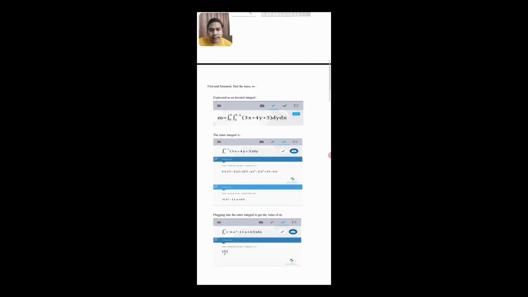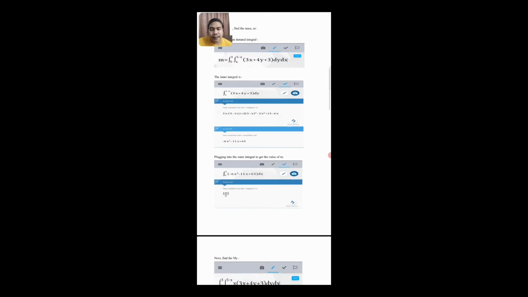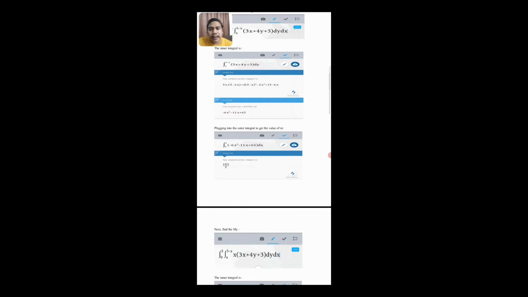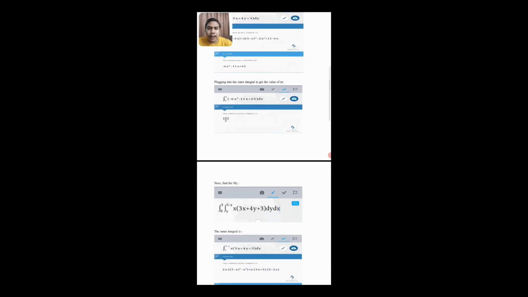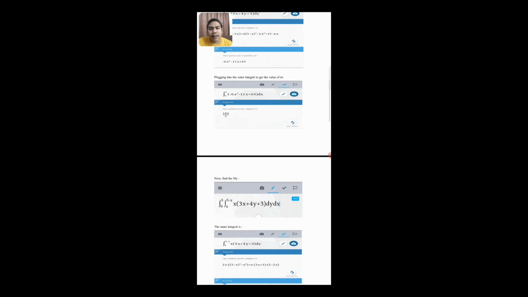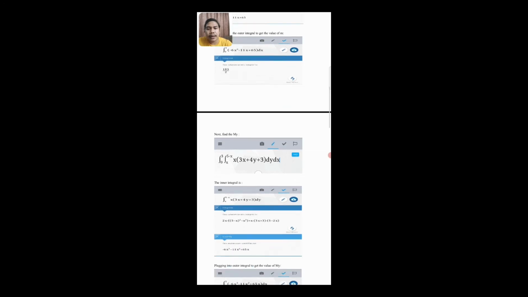First, we have to find the mass, M, so we express it as an iterated integral. For your information, the first method I use is the Maple software. After we express it as an iterated integral, we settle the inner integral: integrate from x to 5 minus x of 3x plus 4y plus 3 dy. We get negative 6x squared minus 11x plus 65. Then we plug it into the outer integral from 0 to 3 to get the value of M, which is 183 over 2.